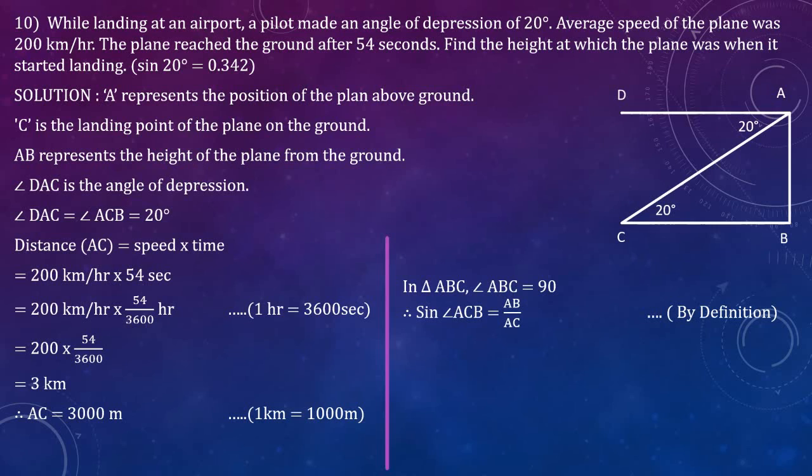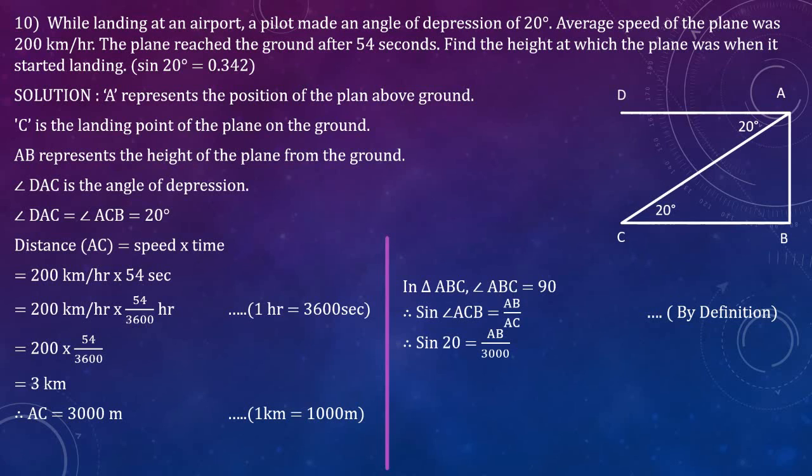So let us find this out. Now let us see that in this triangle ABC, angle ABC is equal to 90 degrees. So therefore, we need to find the value of AB. So we are going to use the sine ratio because we have the hypotenuse in this triangle and we need to find the opposite side. So sine of angle ACB is equal to AB upon AC. This is by definition. Now angle ACB we know is 20 degrees. So let us substitute it over here.